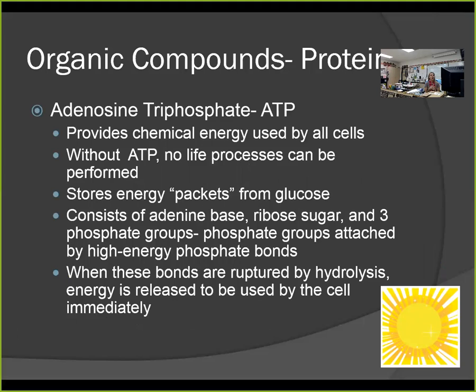Okay, and then as far as organic compounds, we also have ATP, which we've already talked about today. It provides chemical energy that all of our cells can use. It's made from a mixture of glucose and oxygen that yields ATP. Without it, no processes in our body can be performed. It stores energy kind of like little packets from the glucose, like we said when I worked out the chemical equation. And it consists of an adenine base, ribose sugar, and 3 phosphate groups.